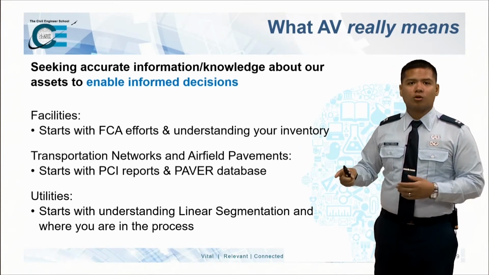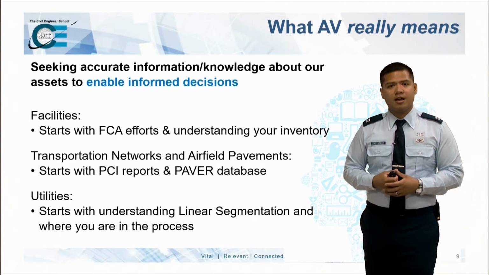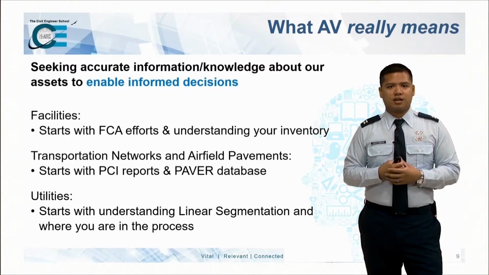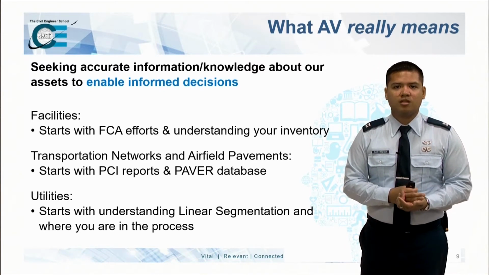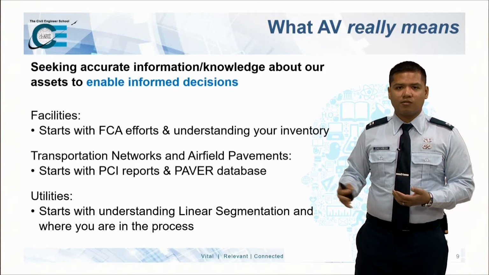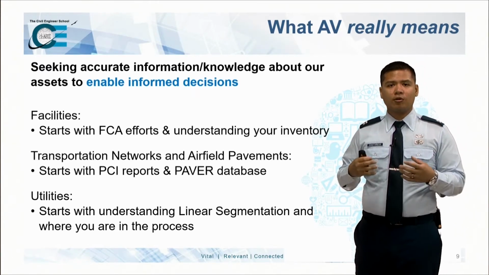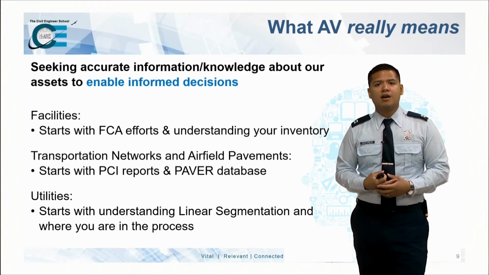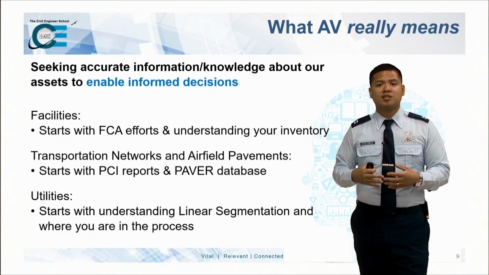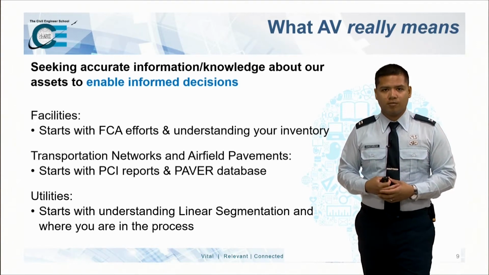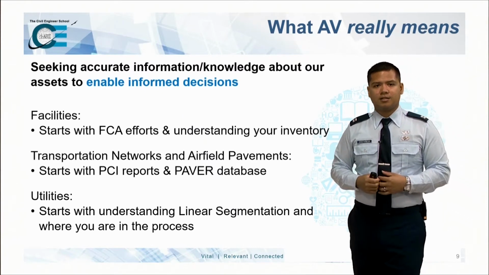For TNAP, or Transportation Networks and Airfield Pavements, it starts with your PCI. That's our Pavement Condition Index. So looking at the condition of our pavements, typically we get that information from contractors and the APE team. And then looking at our PAVER database for our transportation networks and airfield pavements, their sustainment management system is PAVER. So starting to look at the data that's in that database.